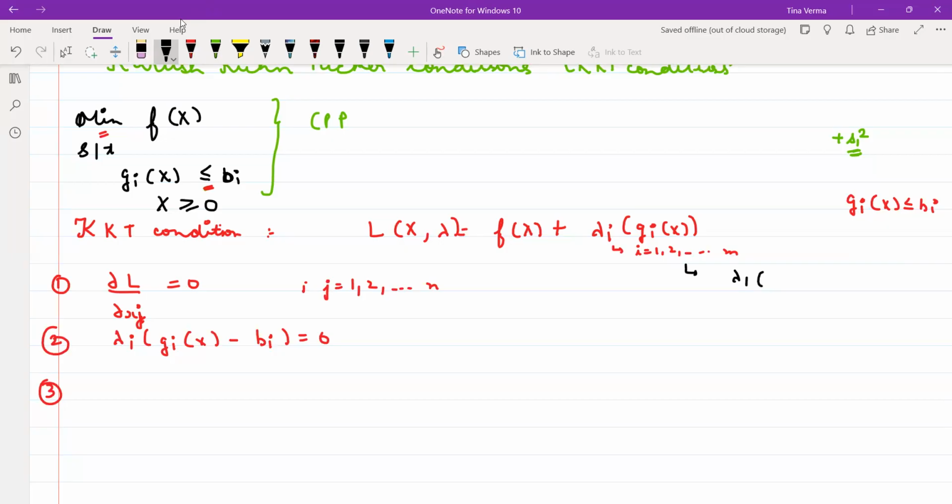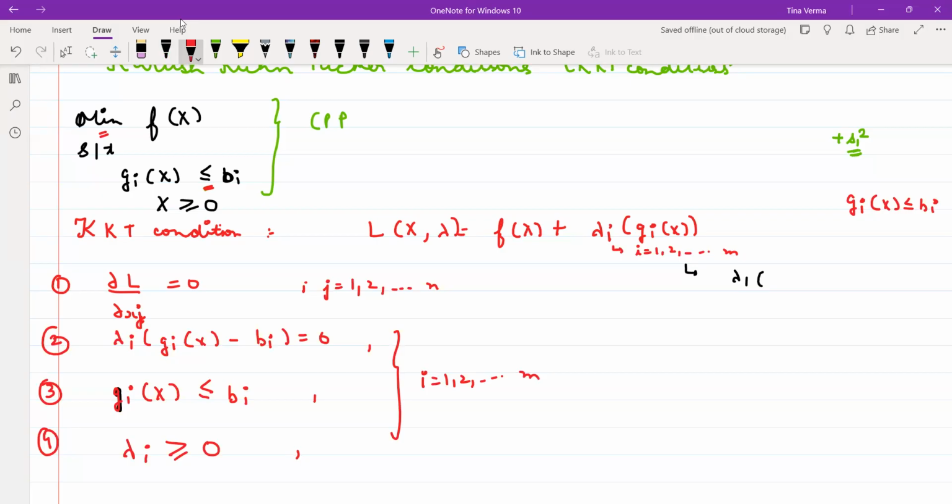The third condition we have given is that my g_i(x) should be less than or equal to b_i, right? And the fourth is that all lambda_i should be greater than or equal to 0, for all i equal to 1 to n. This is a condition on i, this is a condition on i, this is a condition on i, right?